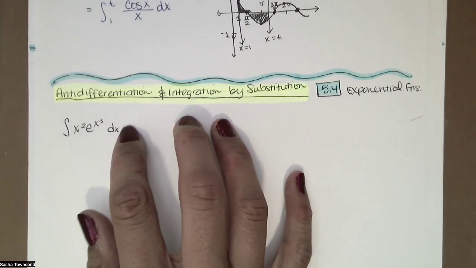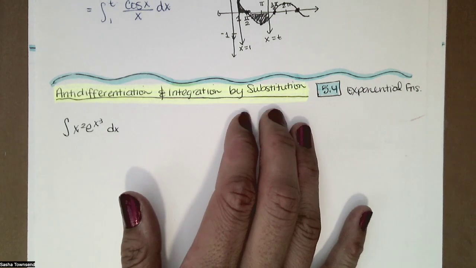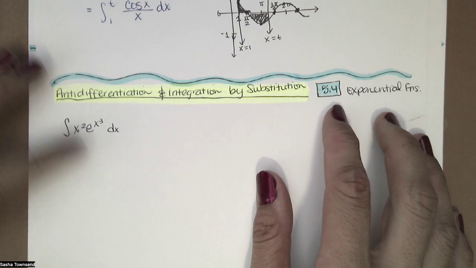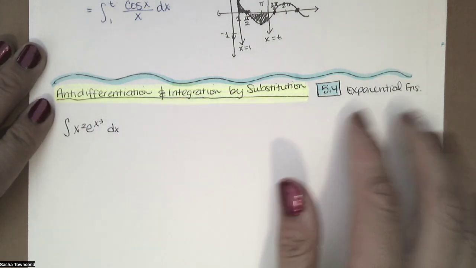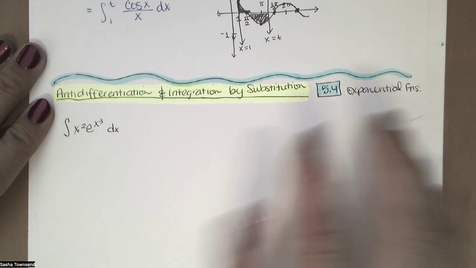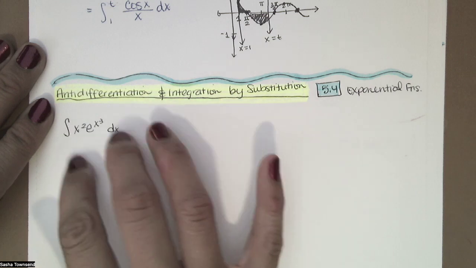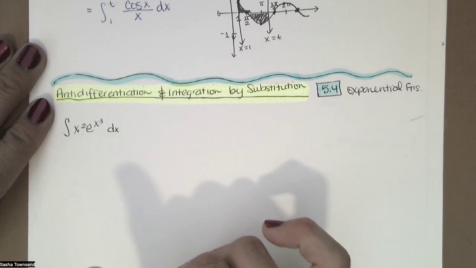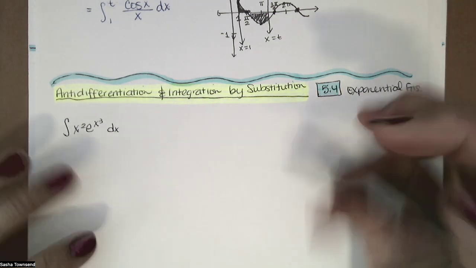In this video, we work a bunch of additional examples of antidifferentiation by substitution. And this is from section 5.4 on exponential functions. Some of these problems aren't from the 5.4 exercises, but I've modified some of the 5.4 exercises to create this list. It's just a bunch of antiderivatives. Pretty much they're all going to refer back to one of our basic rules.